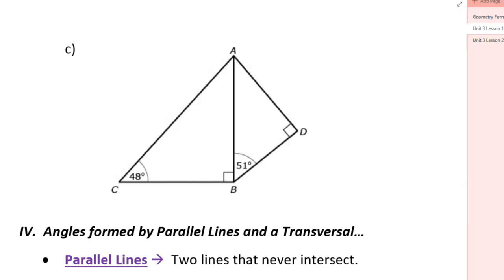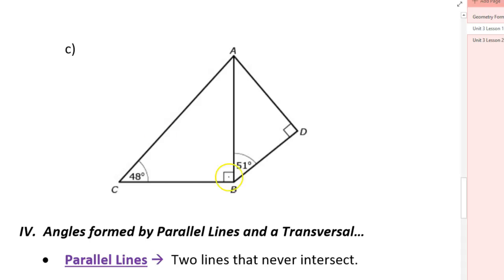Unit 3, Lesson 1, Example 2, and this is letter C. So we're going to use our knowledge of angles of a triangle to be able to find the missing measures of these triangles. So don't mistake this for a 3D figure. I guess it could be, but we're going to look at this as two different triangles.